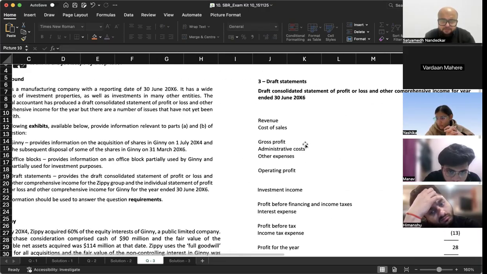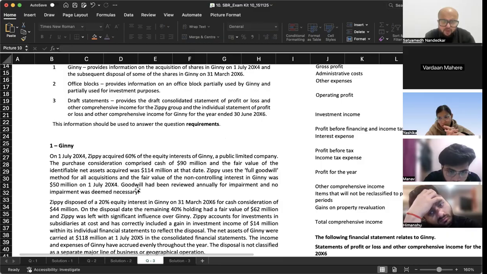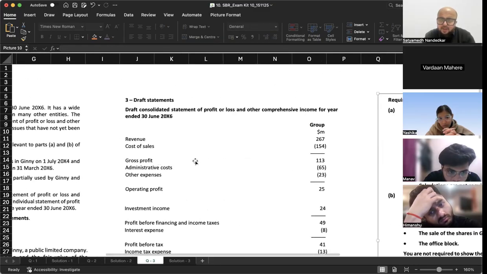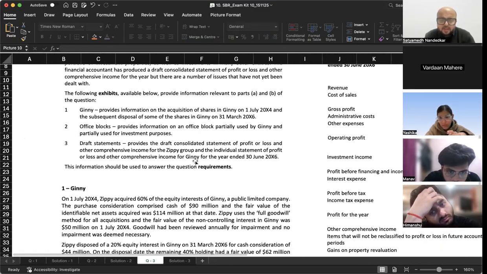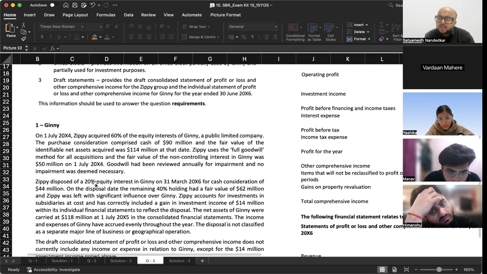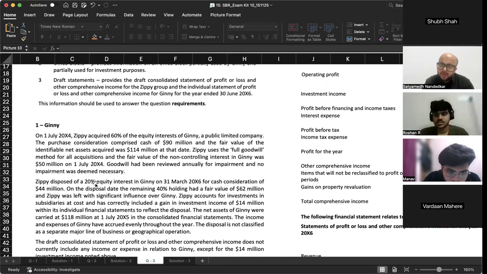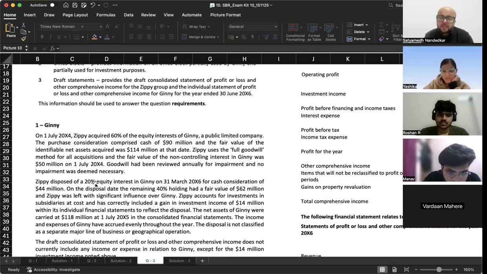See, what is your year end? Year end is 30th of June 2006. And when was the 20% equity interest sold? The equity interest was sold on 31st of March. So for how long was Gini Company your subsidiary? 9 months.